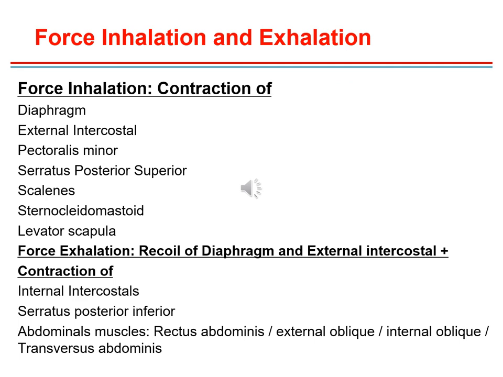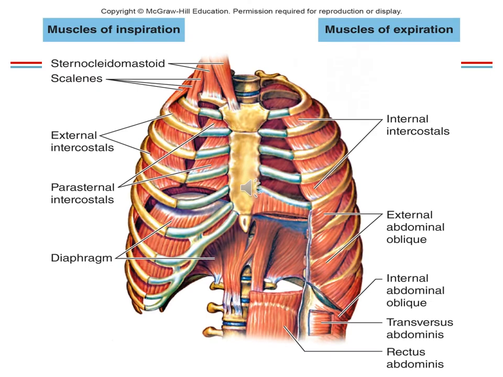In this beautiful drawing, you can visualize most of the muscles that we use for inhalation and exhalation. Unfortunately, there is no view from the back, where we have the serratus posterior superior and the serratus posterior inferior that are used for forced inhalation or forced exhalation.